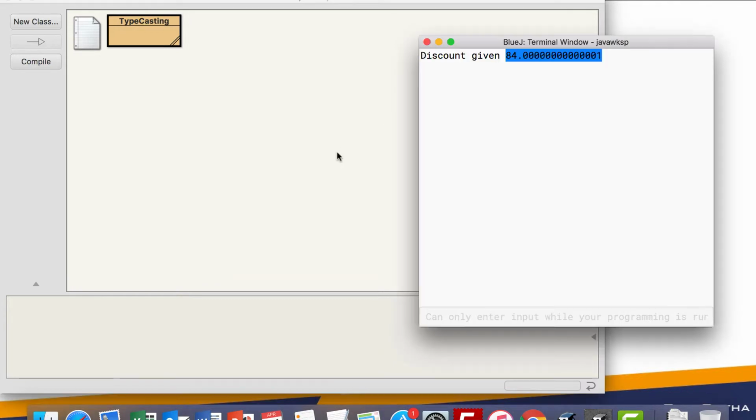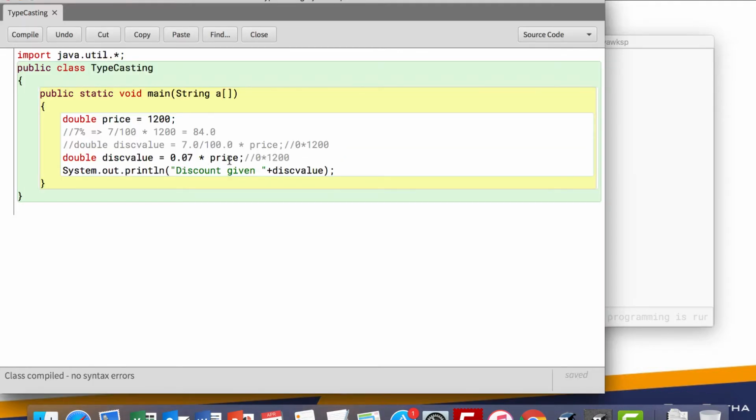So this is very important when you are working with discounted price, profit, loss, wherever there is a percentage or you are expecting a result in the form of a decimal. You have to be very careful when you are working with values of the same type.